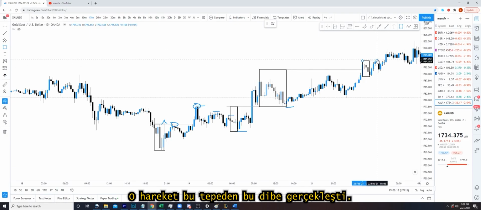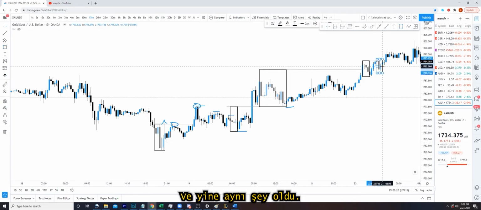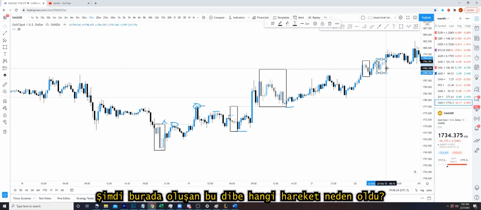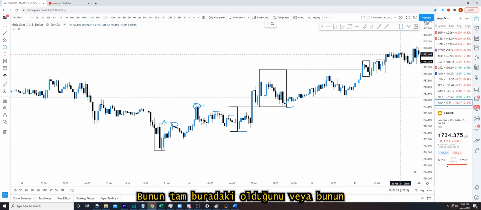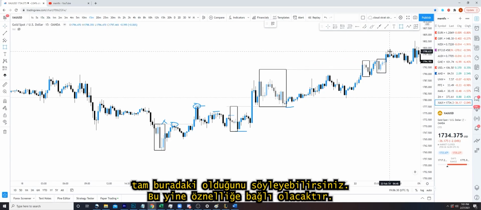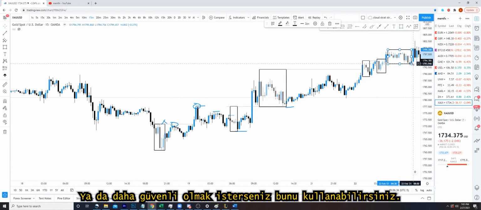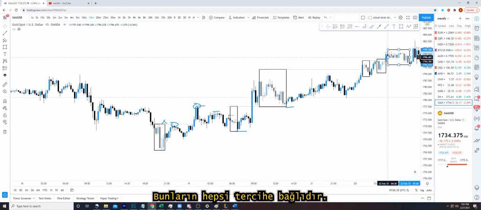That move happened from this high to this low. And again, same thing occurred. Prices came into here and traded higher. Now, which move caused this low to form? You could say that it was this one right here or that it was this one right here. This will again depend on subjectivity. You can use this one and trade buys if that gets above it, or you can use this one if you want to be more safe. This is all up to preference.